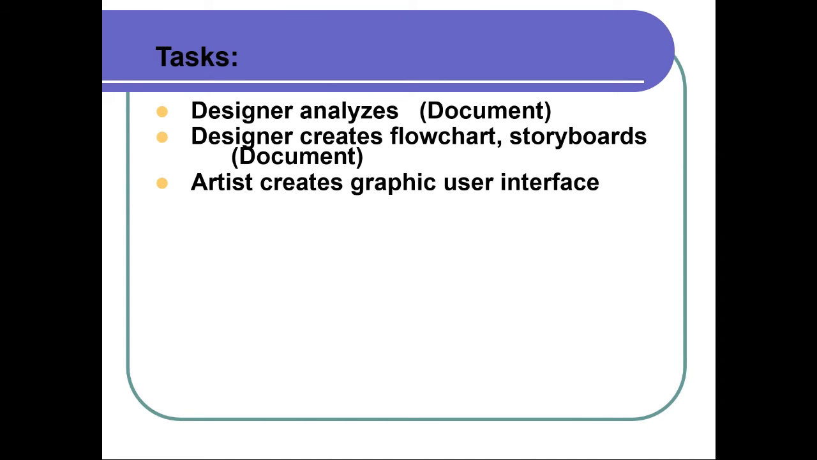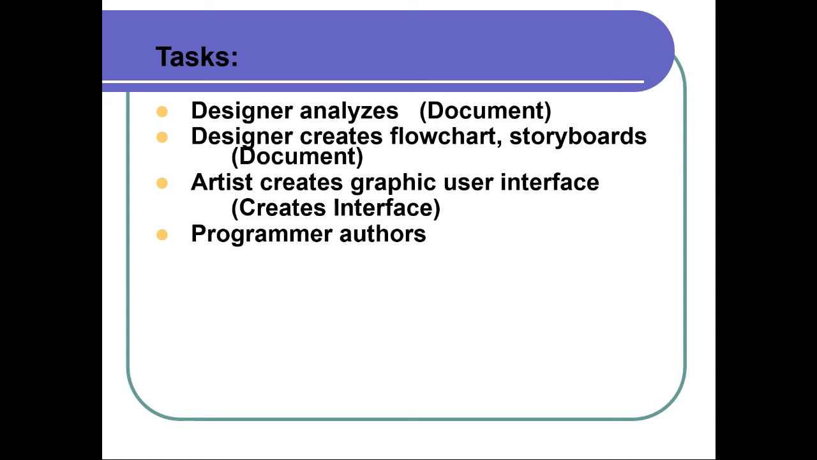I want the artist to create the graphical user interface. So they're going to create that interface and I'm going to show it to the client. Maybe I'll do a couple versions of it to let the client choose the right version. Then I want the programmer to author using any of the latest and greatest authoring software that's available.